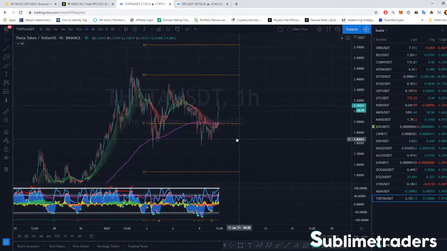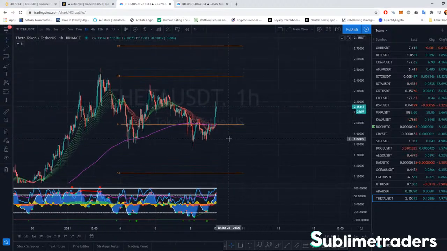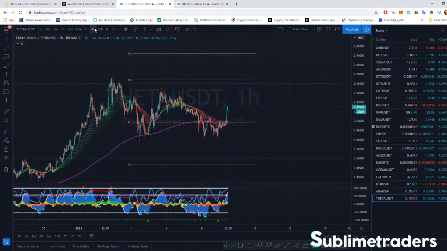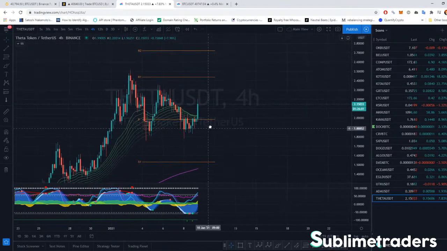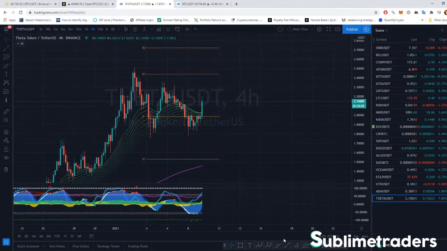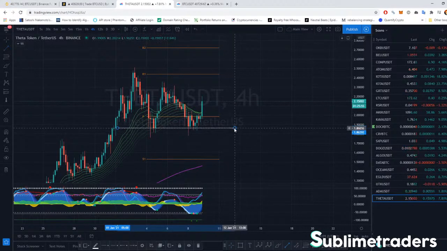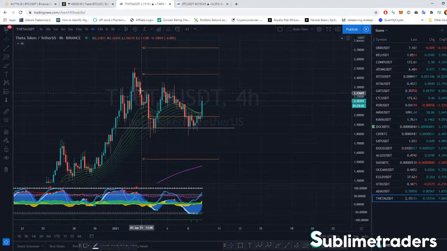Nice. This one is looking nice also. Only thing that bothers me right now is that basically almost every coin right now is in this type of formation.